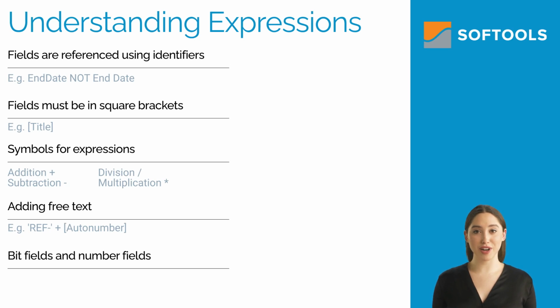Bit fields and number fields have standardized values, unlike other fields. This means that when you are writing an expression for these that involves a value, you don't need the apostrophes around the value. This means that bit fields are either true or false, all lowercase. And numbers are simple number characters with no apostrophe.